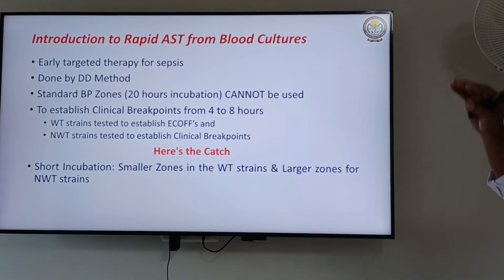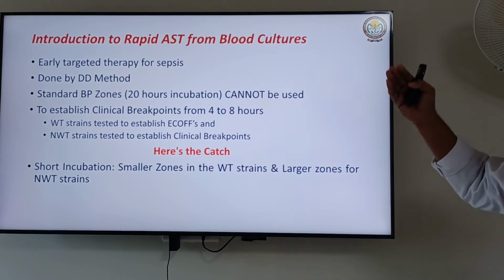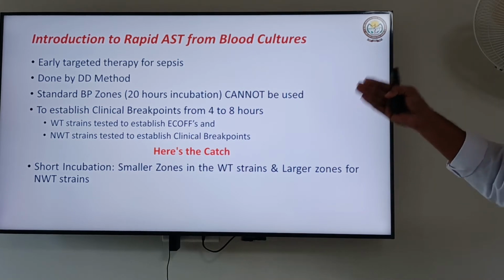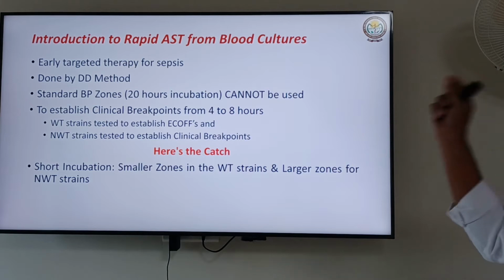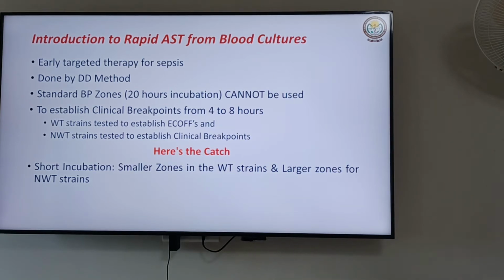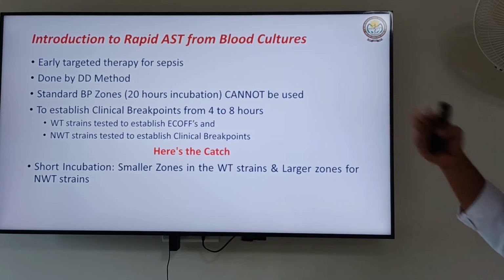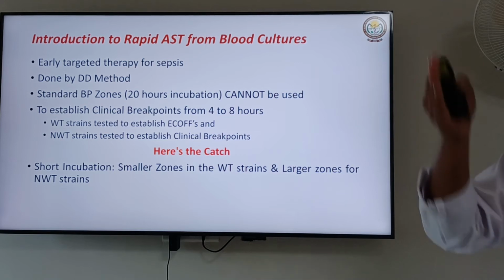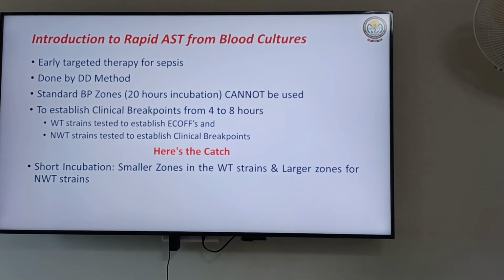For example, if you have a standard zone of, let us say, 25 millimeters for piperacillin-tazobactam at 22 hours in CLSI, you cannot use that same zone for 4 hours or 6 hours for piperacillin-tazobactam and E. coli. That means you cannot extrapolate what is already established. So we have to develop separate breakpoints, and we have to establish the proper epidemiological cutoffs at 4 hours, 6 hours or 8 hours.